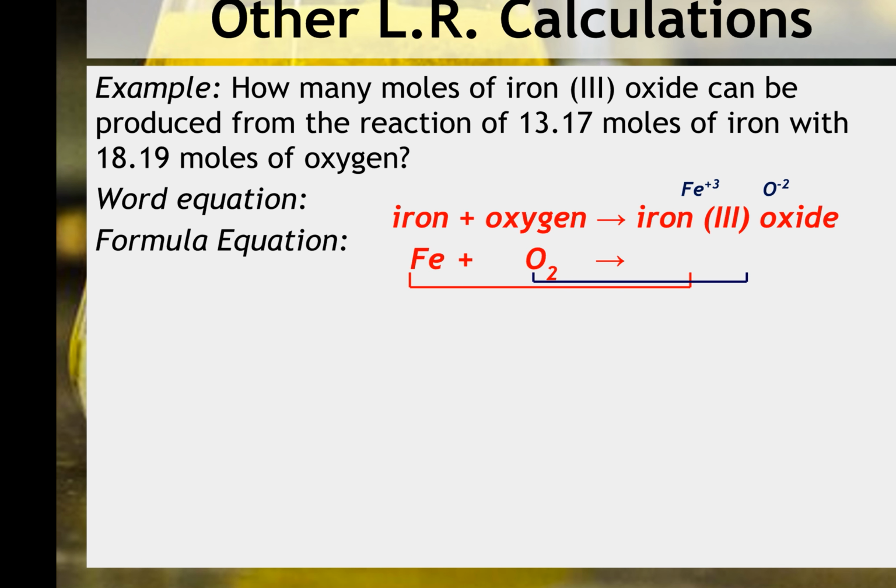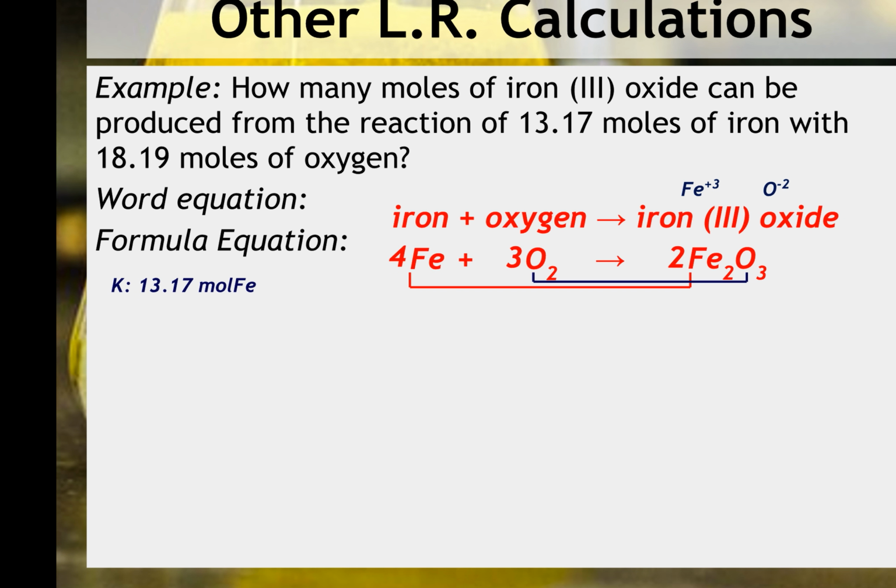My formula equation: in order to figure out what the formula for iron 3 oxide is, I need to check the charges on these atoms so that I can make sure my overall compound has a neutral charge, or a charge of 0. Oxygen always has a -2 charge, and iron will have different charges, but it's already telling us that it's iron 3 oxide, so I know that the charge on iron is going to be +3. So there's my formula. Balance my equation.